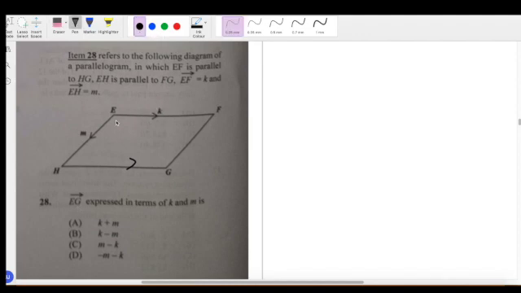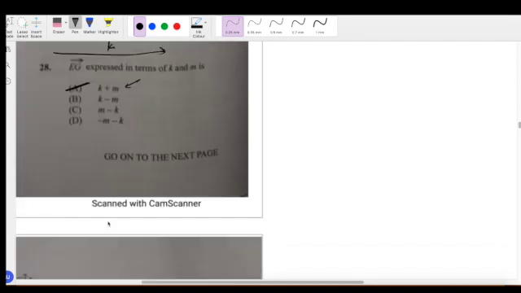EG, which is this, E to G, in terms of k and m. Well, it already is a parallelogram, and if this HG is parallel to EF, then this will be k. So it will be m plus k, or k plus m. You could do it the other way. You could do k here plus, because this is parallel here, so this will be m. So k plus m will definitely work.